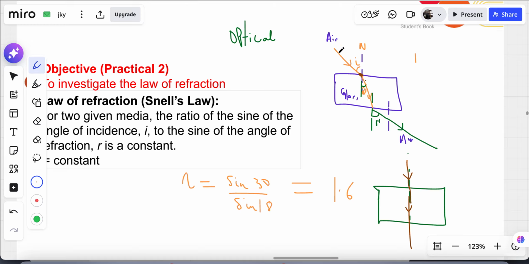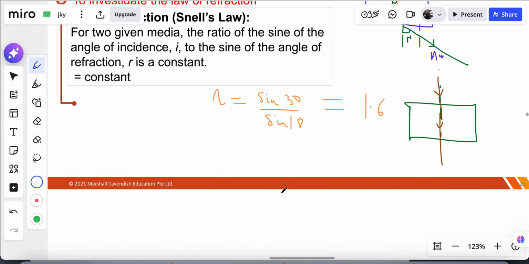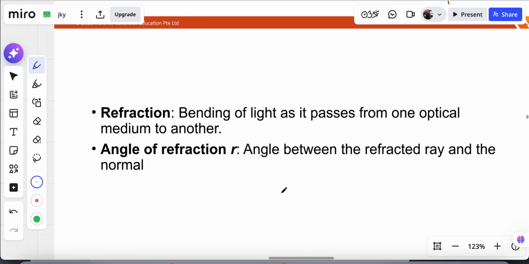As it's coming like this, it's supposed to go straight, right? But it does it. It bends towards the normal. That bending of the light as it changes medium is called refraction. The bending of light as it changes from one medium to another medium is called refraction.